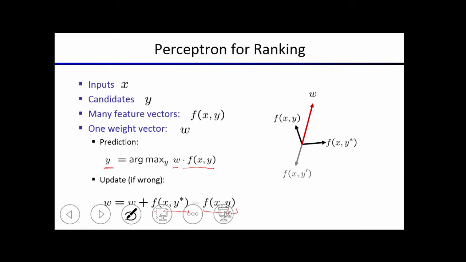So what this would look like is you're actually going to make two different updates for this weight vector. So the correct pair is this, and the incorrect pair is f of xy. So you'll add f of xy star and subtract f of xy, and then you'll get your new weight vector right here. And that weight vector will do a better job of ranking the data.